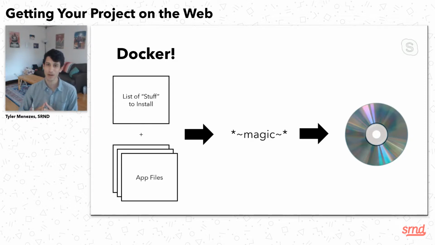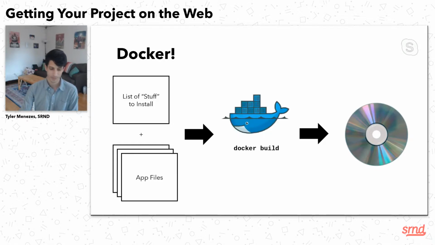So that's really the problem that Docker is there to solve. It takes this list of stuff to install and your app files, so your .C# file or your .java file or your .python file. It does some magic and it outputs one of those images that can just be put on a computer and run immediately. And so rather than the magic, what we're actually doing is something called Docker build. Docker build will allow us to take the list of stuff and the app files and turn it into one of those images.